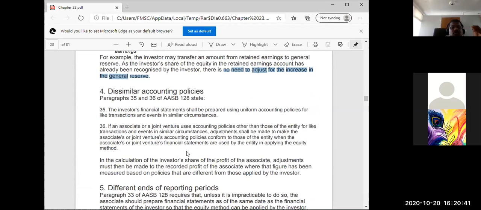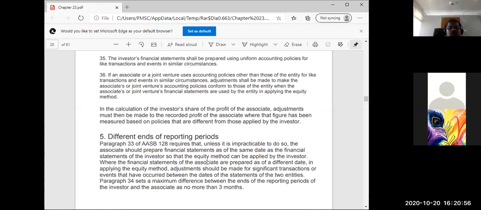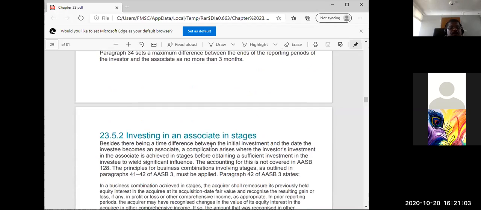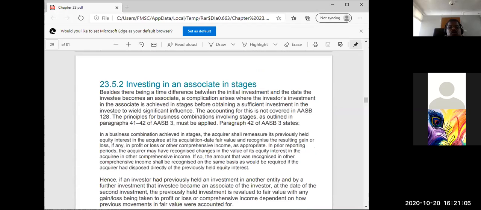Dissimilar accounting policies, of course, if there are dissimilar accounting policies, you have to convert. If you prepare the consolidated financial statement, convert the associate's financial statement into the investor's policies. Different period, of course, you have to make necessary adjustments for the period to match. Then investing in associates in stages. Now, again, you have to remember very clearly this.